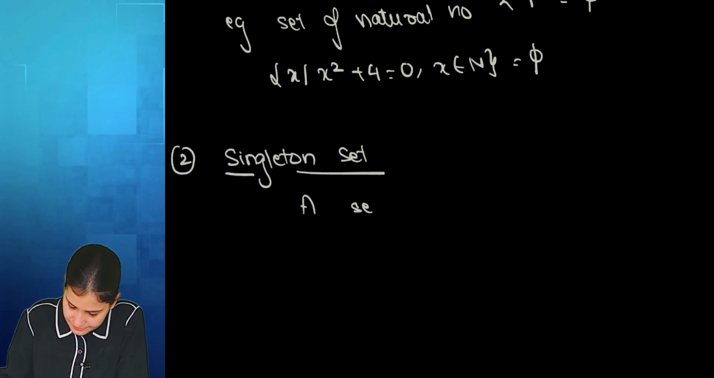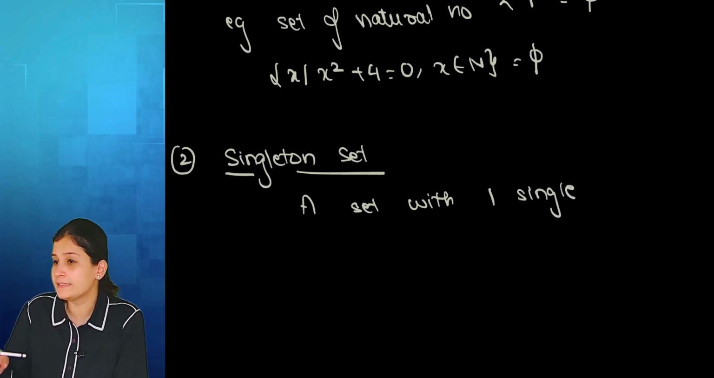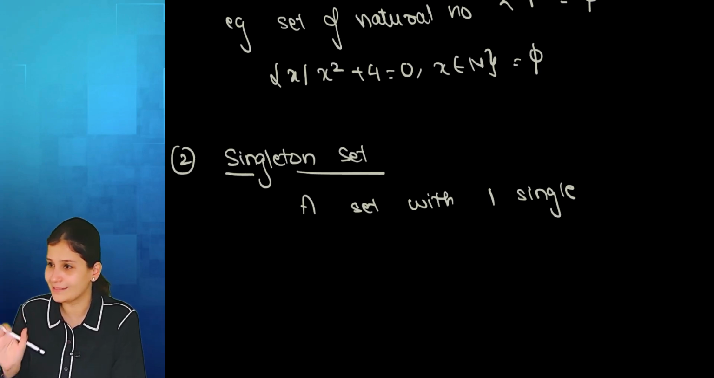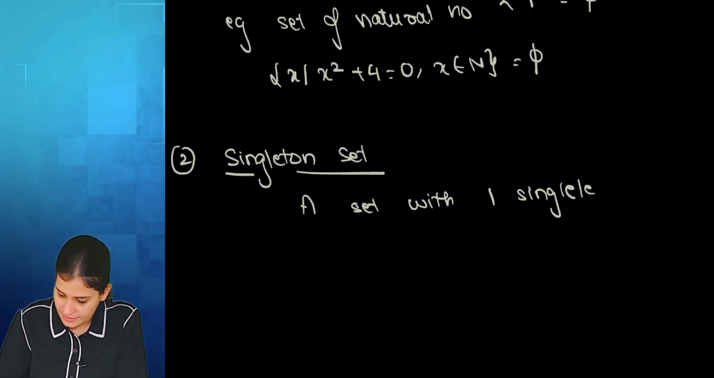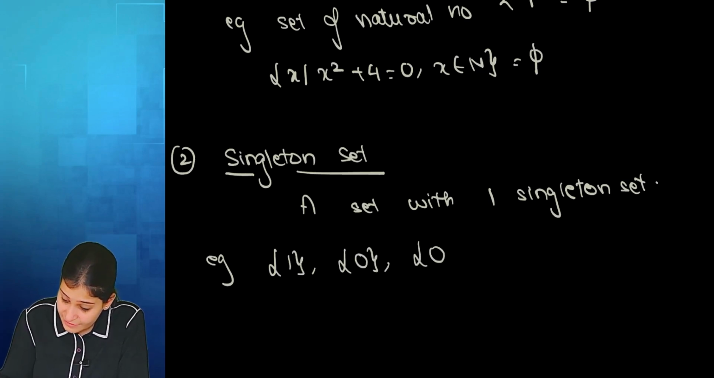A set with one single element. Anything that is written within the bracket, only one number, only one element, that becomes a singleton set. No matter what is written, it is a singleton set. For example, singleton 1, singleton 0, even singleton 5.